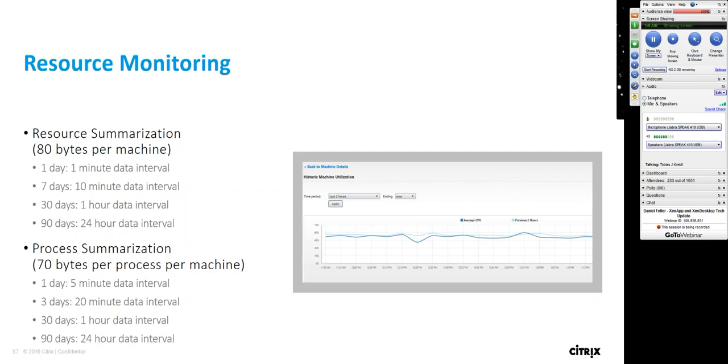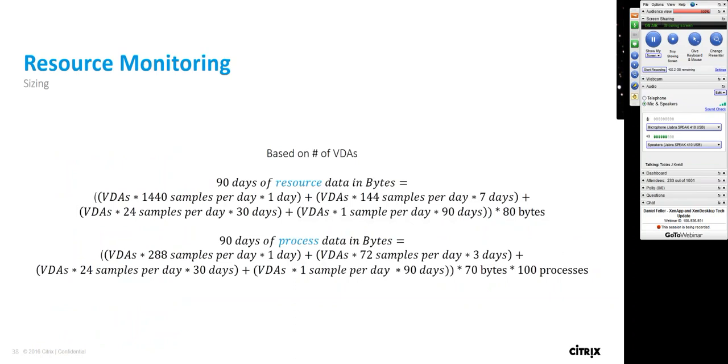So now you can start thinking, okay, if I want to have a sample from, like, 1,000 VDAs, how much storage space am I going to need in the database? And so we have really fun formulas here to figure this out. And it's actually really easy. You just plug in how many VDAs, how many virtual desktops you're talking about. And that's going to tell you over 90 days how much data in bytes you're going to have to account for, you're going to have to find some storage for.